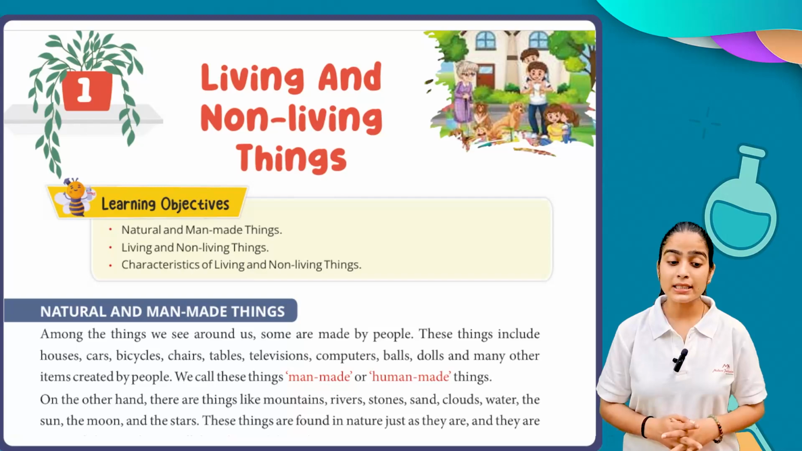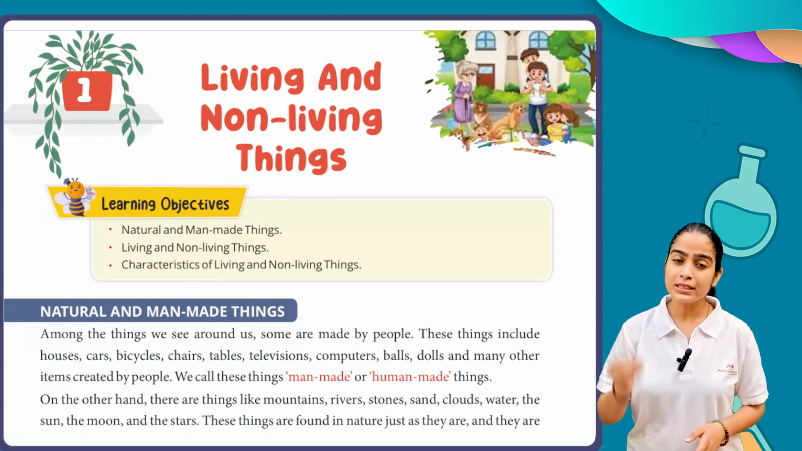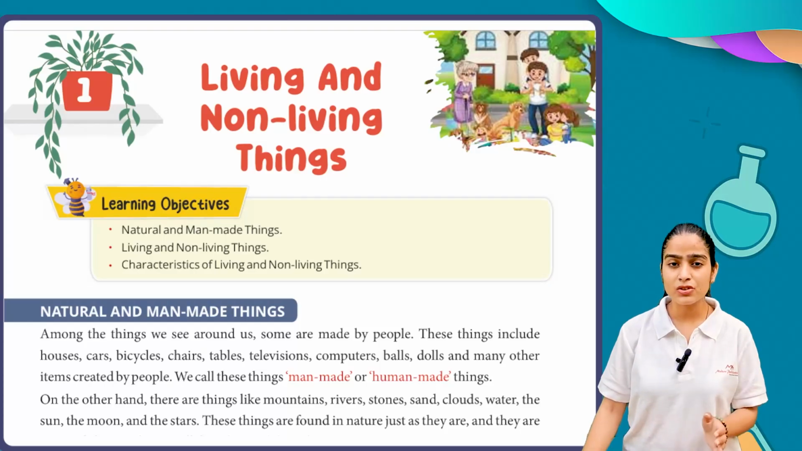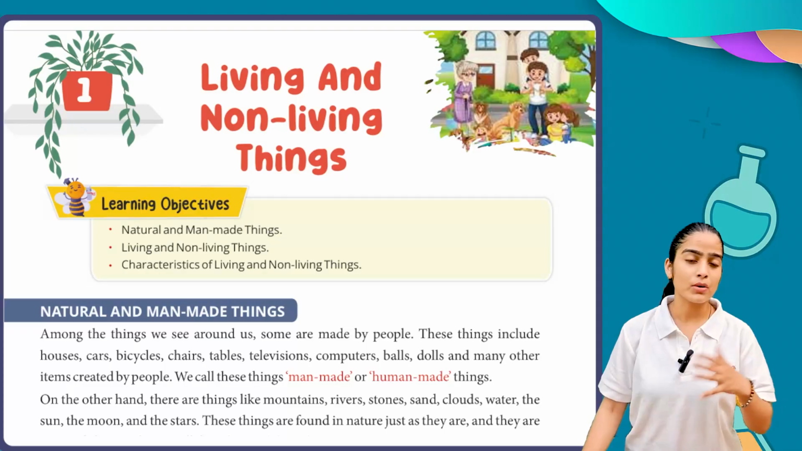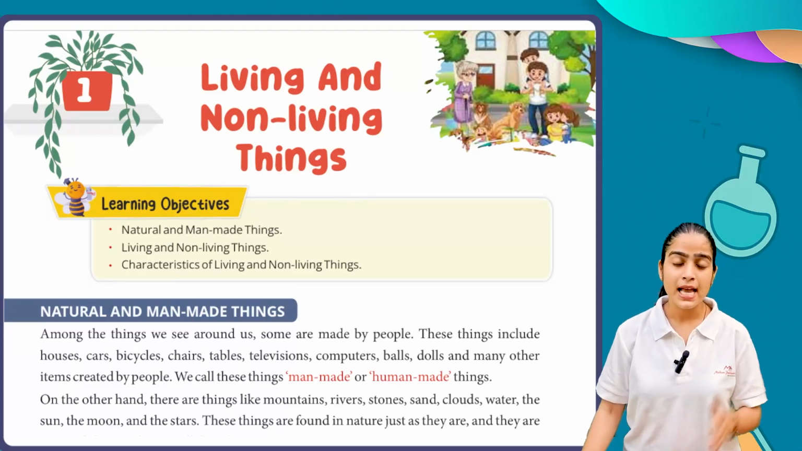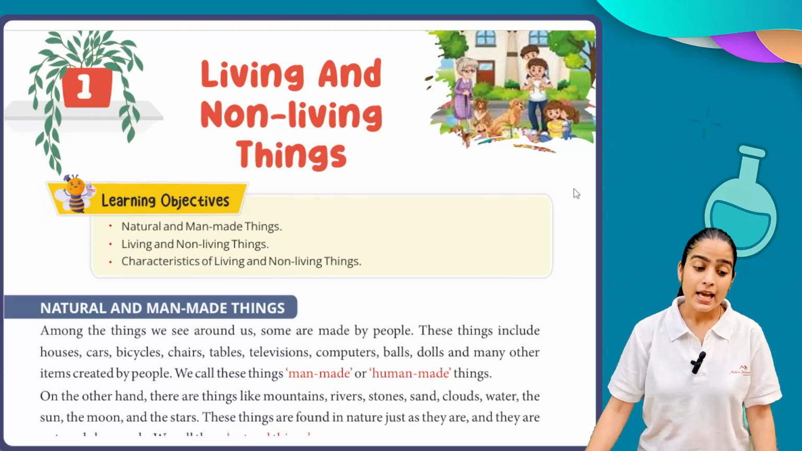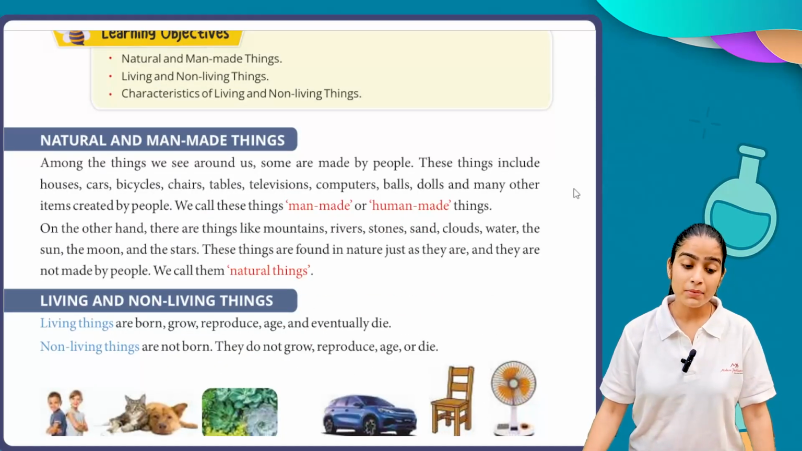But before starting this chapter, have a look at the learning objectives. First, we have to discuss natural and man-made things. After that, we have to concentrate on living things and non-living things. And at the last, we have the third objective, characteristics of living and non-living things. So, let's get started. Here we have natural and man-made things.